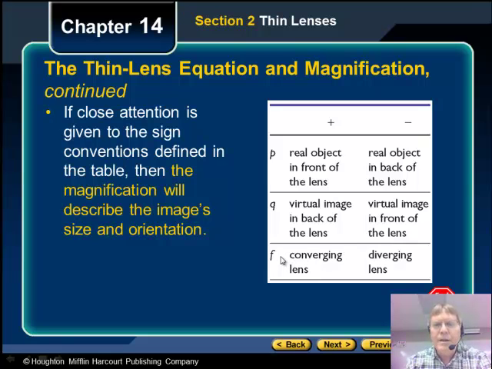And then F is positive for a converging lens and negative for a diverging lens. Okay, so this one is a little bit different because for the converging lens, the focus is on the opposite side of the lens from the object, but that's the positive side. The negative side is when it's on the same side. The focus is on the same side of the lens as the object.